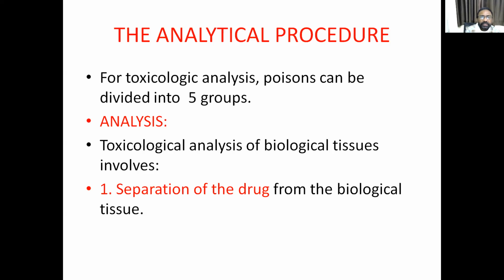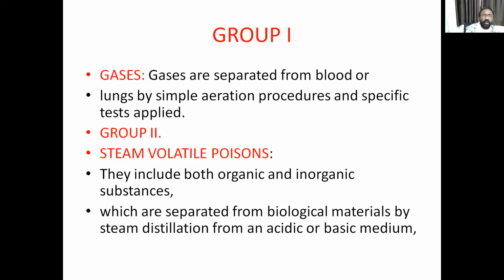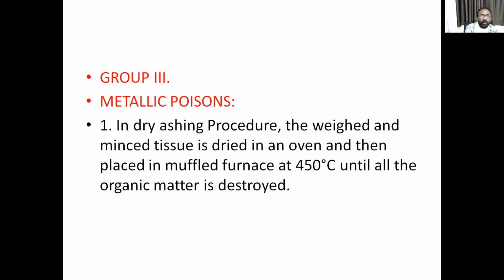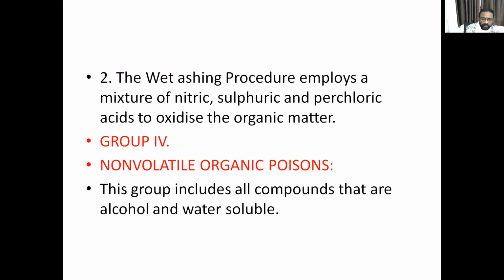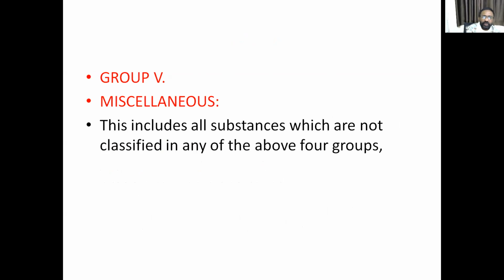According to their convenience, they divided those substances into 5 groups. They divided those gaseous substances, inhalation poisons, and volatile substances into 5 groups. Number 1 is gases. Number 2 is steam volatile poisons. Number 3 is metallic poisons. Number 4 is non-volatile organic poisons. Number 5 is miscellaneous poisons. According to these groups, they will follow the analytical procedure.